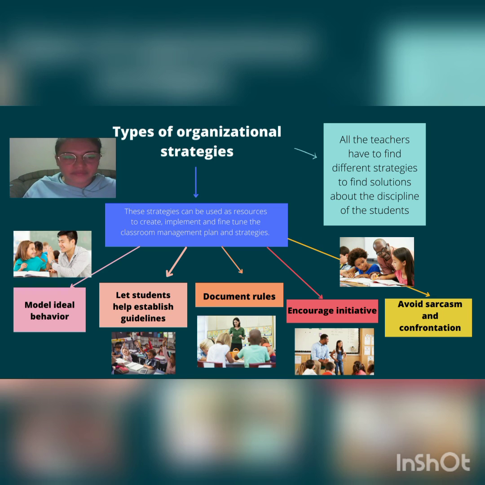Encourage initiative. Promote a growth mindset and inject variety into your lessons by allowing students to work ahead and deliver short presentations to share takeaway points. And finally, avoid sarcasm and confrontation.